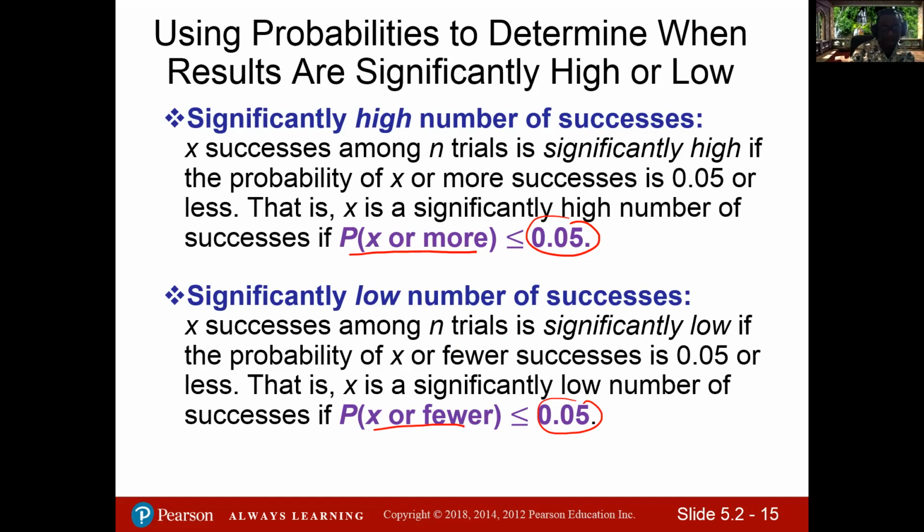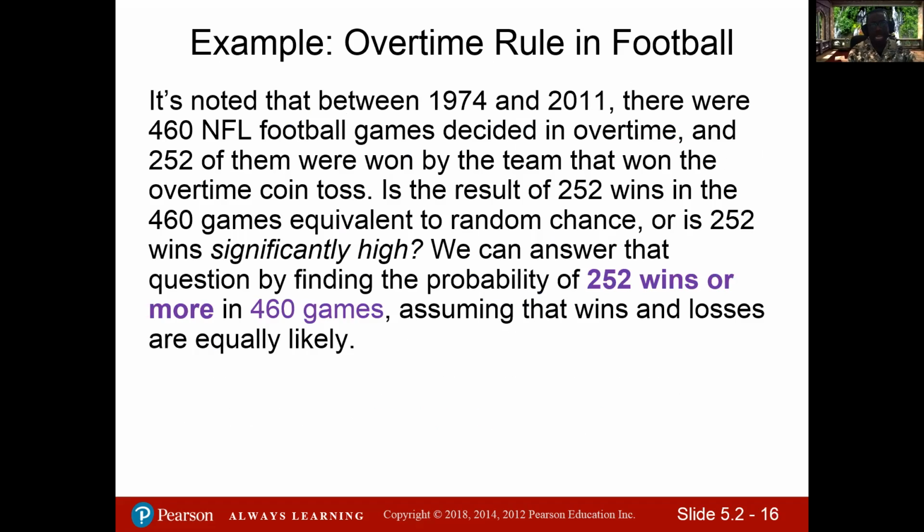All right. So here, take one example. Now, this is overtime in football. It is noted that between 1970 and 2011, there were 460 NFL football games decided in overtime, and 252 of them were won by the team that won the overtime coin toss. All right, they toss a coin. Now, don't forget, if you toss a coin, you have 50-50. So whoever wins the toss ended up winning the game and became a champion. All right.